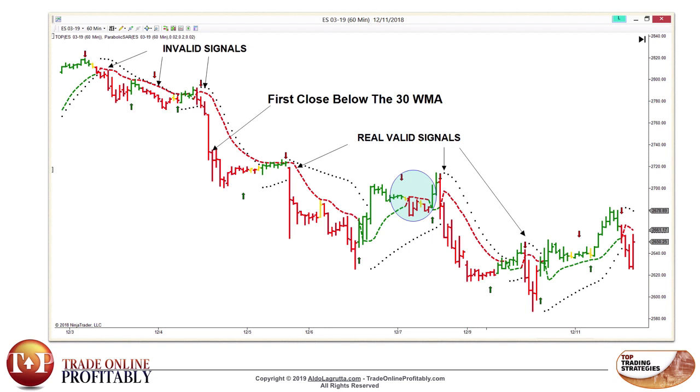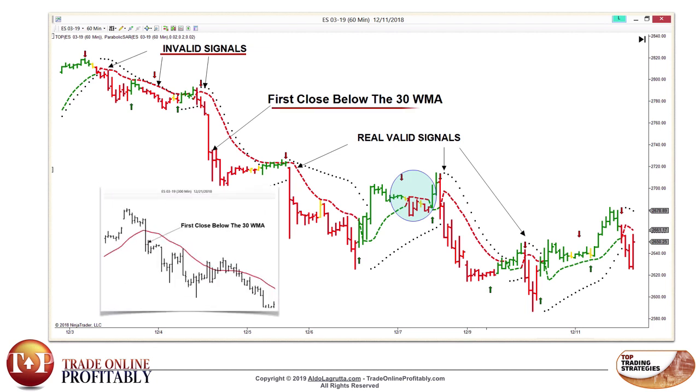Notice how the first 3 sell signals were invalid. Why? Because they occurred before prices closed below the moving average in the reference frame. So for us, at that point, the trend was still up. In order for us to consider that the trend had changed, we needed to see a close below a downslope moving average. The real valid signals occurred in the middle of the chart.